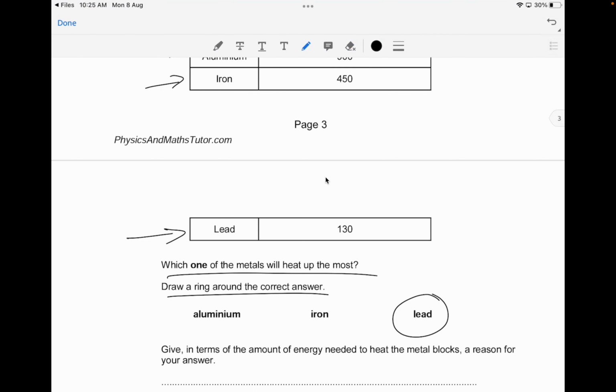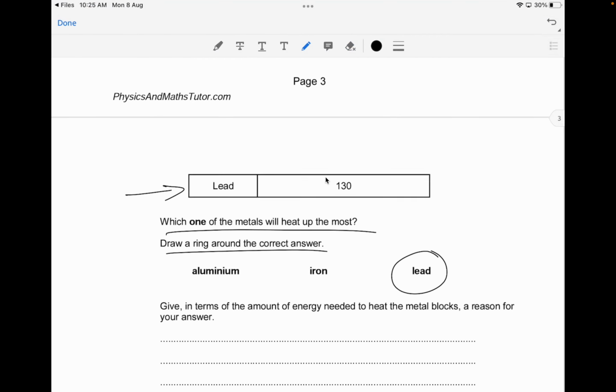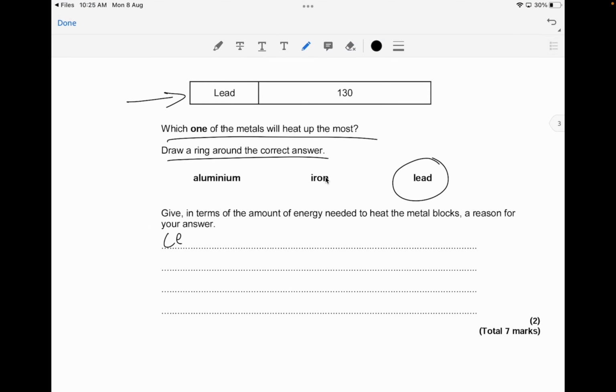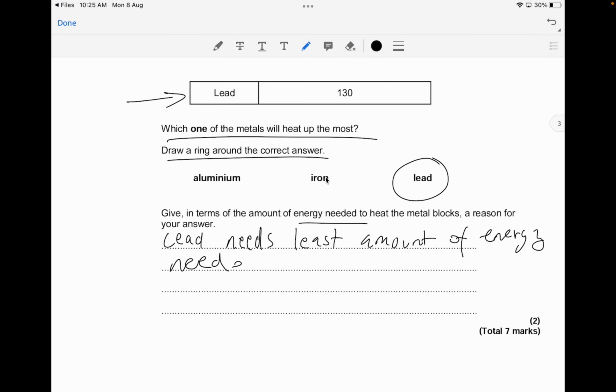Alright, now we have to give a reason why. The reason is because lead needs the least amount of energy needed to heat the metal block, the least amount of energy needed to raise the temperature by about 1 degree Celsius.